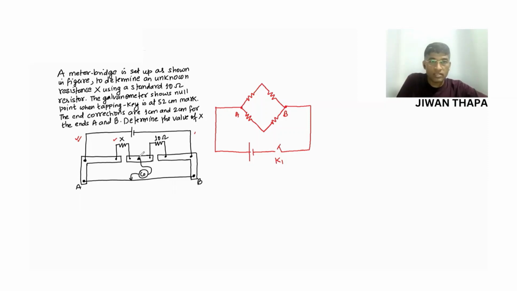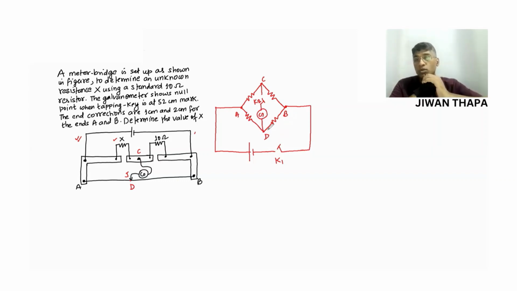Let's call this terminal C, and this is the position of jockey where we have a null deflection. So this is jockey, I'm writing it as J, and at this position of the wire we have null deflection. So we have galvanometer between C and D. This is another tap key, so this is K2. We have galvanometer, and this is D.